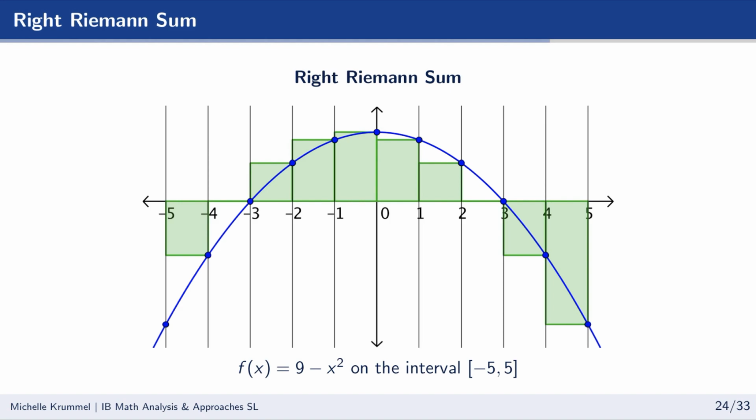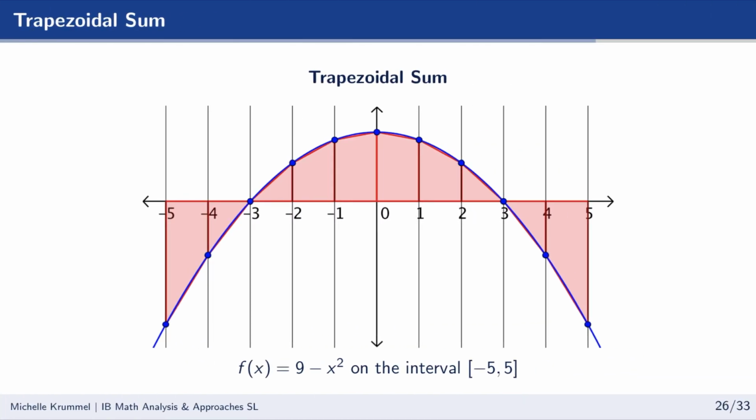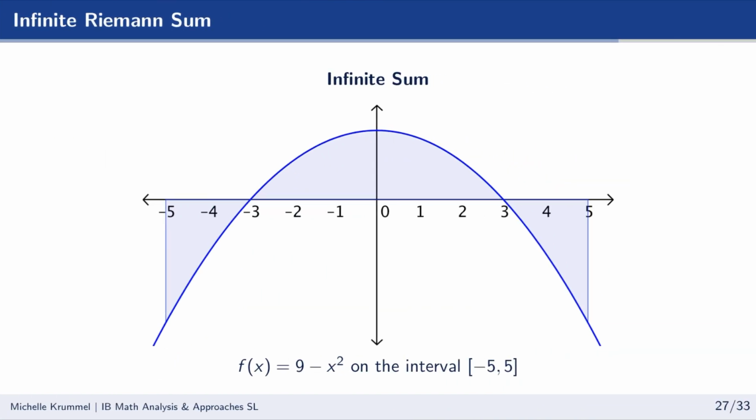Here's what a right Riemann sum would look like. A midpoint Riemann sum. A trapezoidal sum. Now this trapezoidal sum is pretty good, because finally we have the exact area that we are trying to approximate. So again, when we say area under the curve, here you can see it's not always literally under the curve. So this area right here is above the curve technically, but we still call it the area under the curve. But we really just mean the area between the curve and the x-axis.